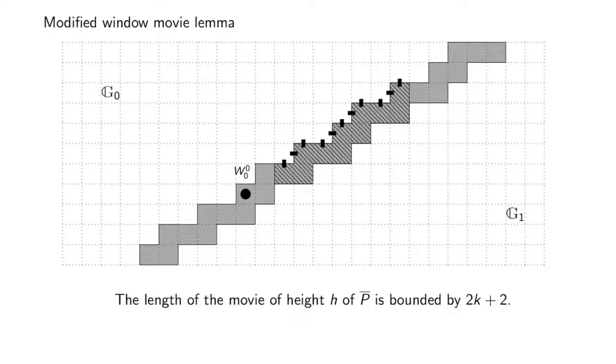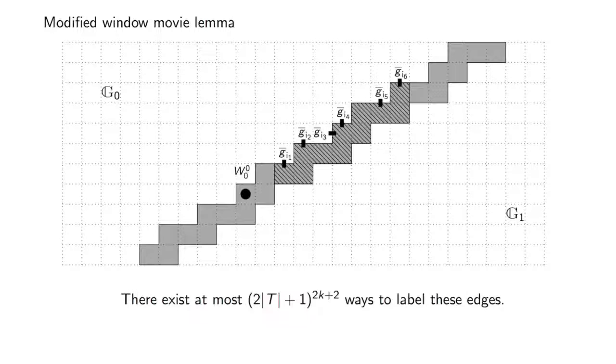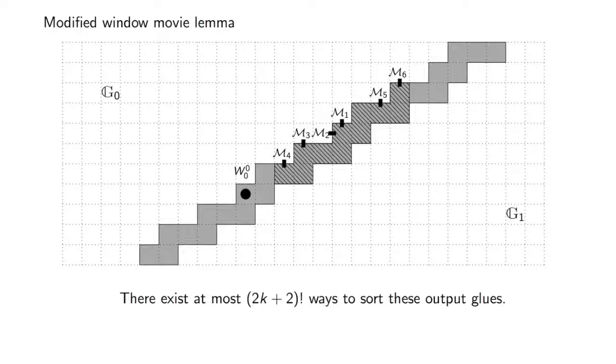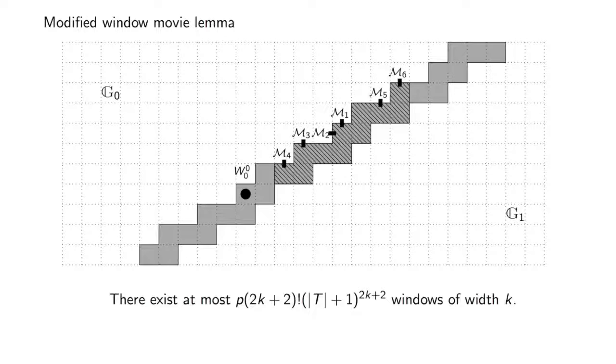Thus in this example, the path assembly p starts at the index 3 of the window w and its width is 10. Since the width of the path assembly is less than k, then its movie of height 0 contains at most 2k plus 2 output glues. We have drawn the edges which may belong to the movie. Each of these edges has to receive a label. This label is either that they do not belong to the movie or it is a direction and a glue label. Thus there are at most 2t plus 1 different labels where t is the size of the tile set. Now, there are at most (2k plus 2) factorial ways to sort these output glues.